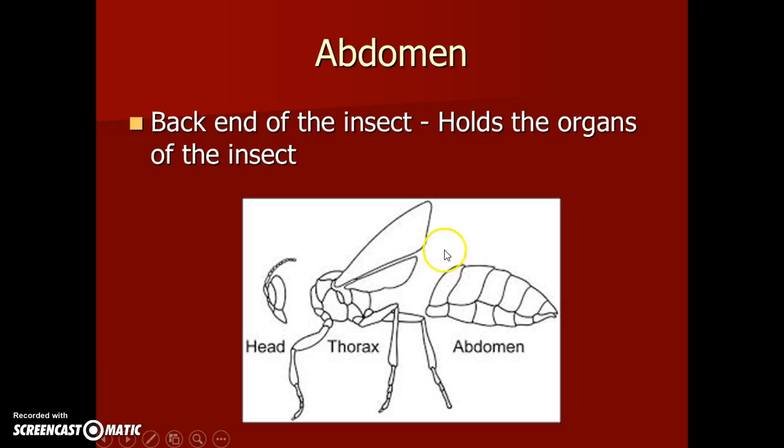The abdomen is the back of the insect. It holds the organs of the insect. So in other words, the respiratory system, the circulatory system has things in the abdomen, the organs of the insect.